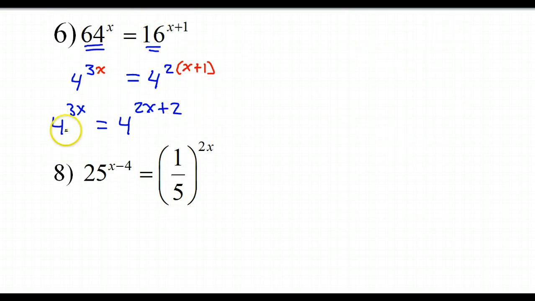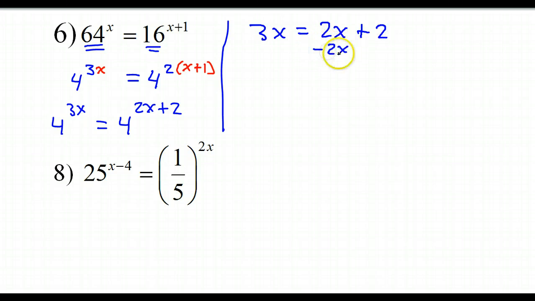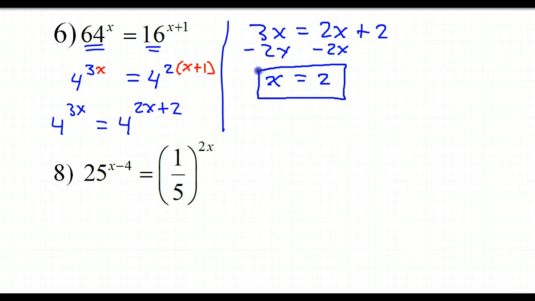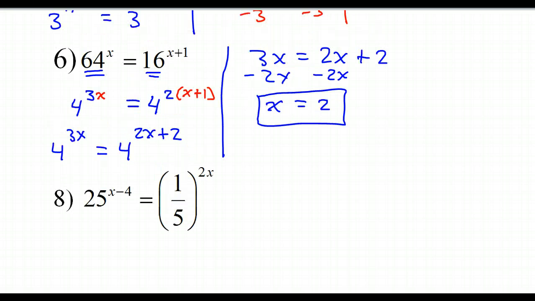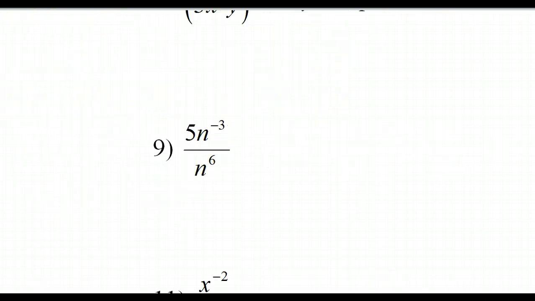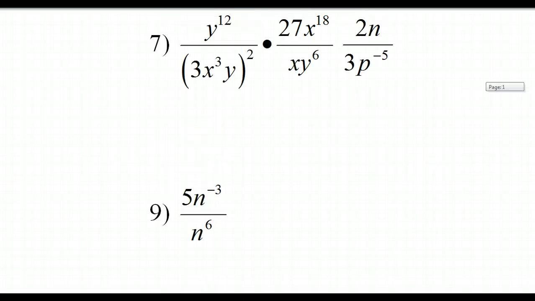If the bases are the same, then the exponents will be the same. So I can set these exponents equal to each other like this. 3x will equal 2x plus 2. So if I subtract 2x from both sides, that's going to give me x equals 2. So that is the answer to number 6. All right, number 7. Back to the simplify side.